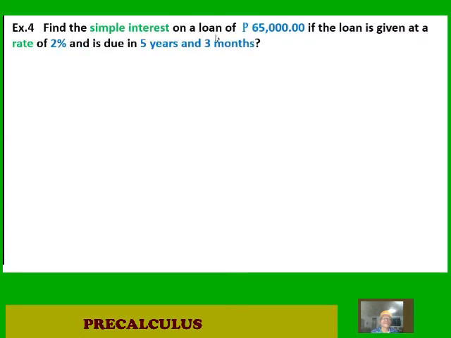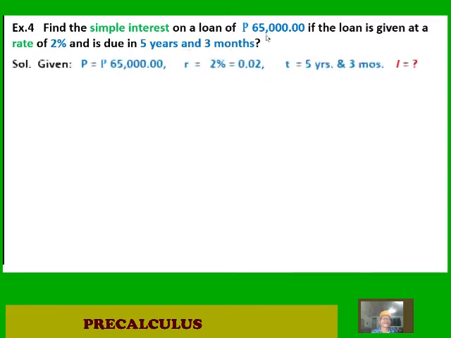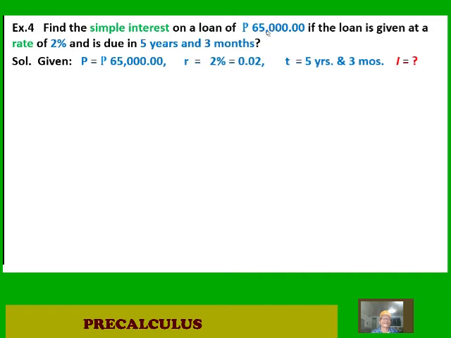Find the simple interest on a loan of 65,000 pesos if the loan is given at a rate of 2% and is due in 5 years and 3 months. Okay, let us enumerate the given. This is the principal, 65,000. Rate of interest, simple interest rate, 2% or in decimal 0.02. Time is 5 years and 3 months.